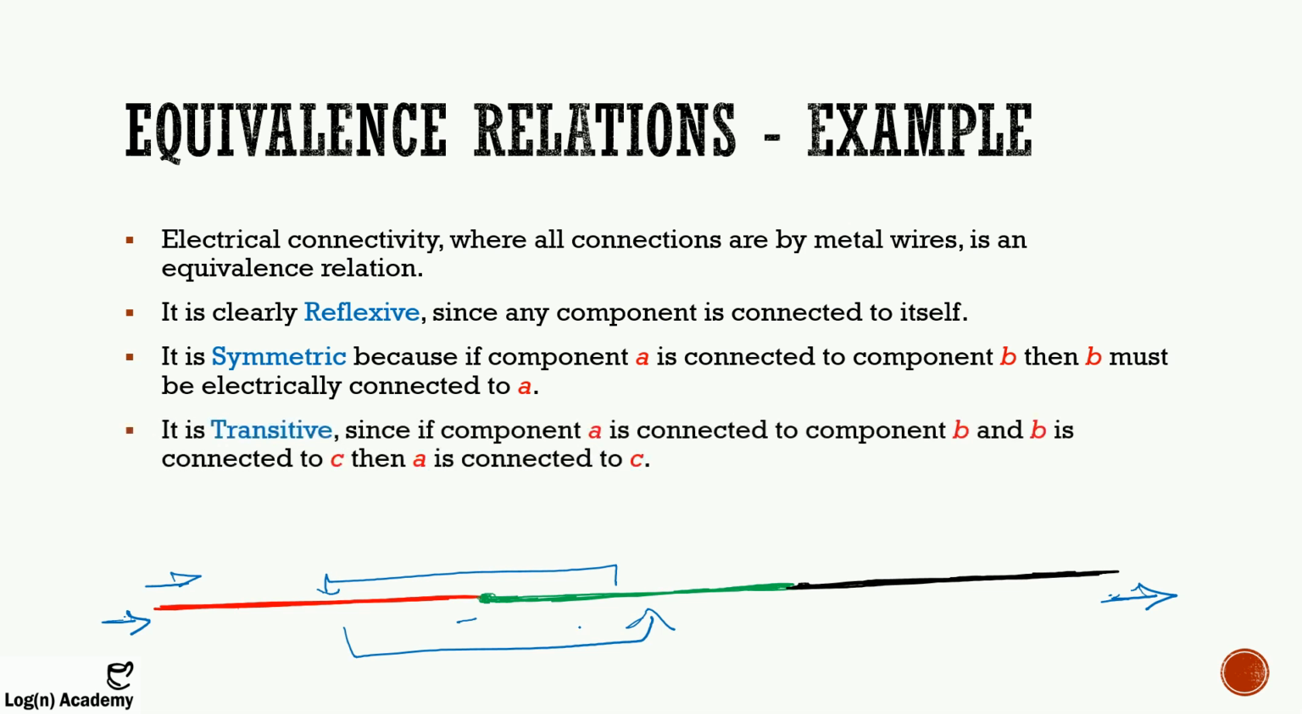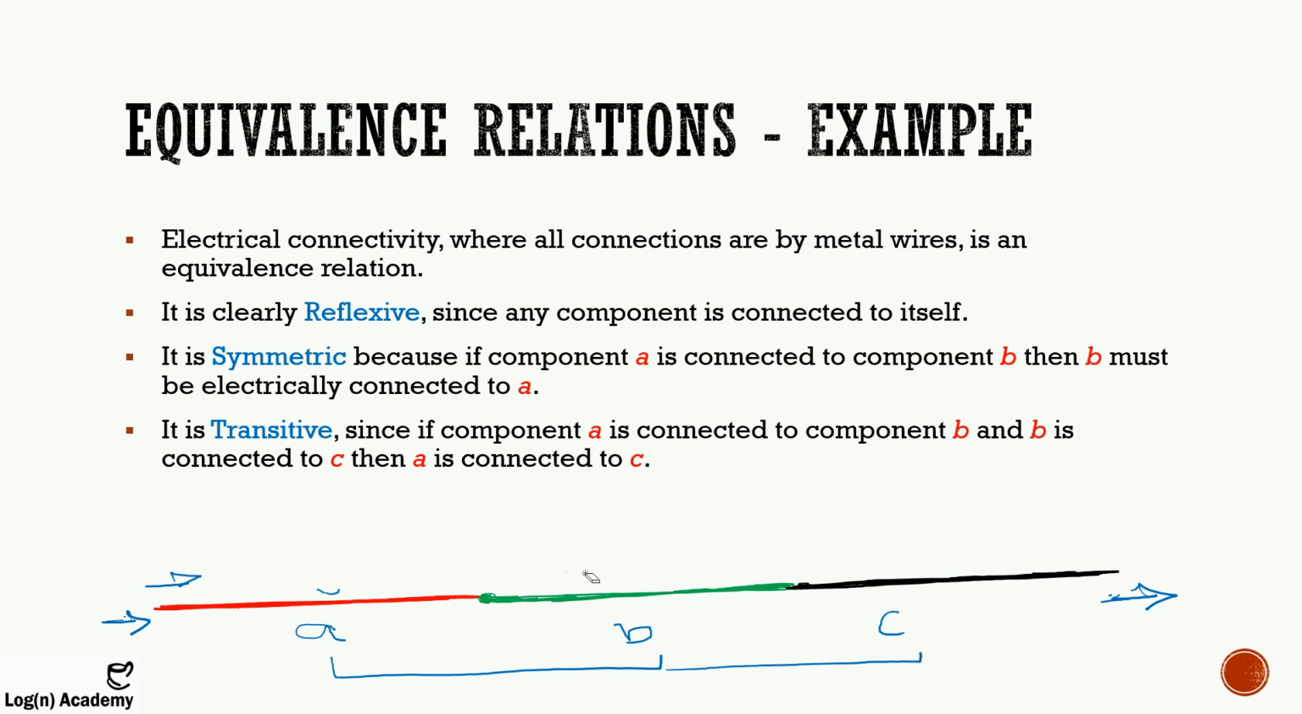The third point is it is transitive since if component A is connected to component B and B is connected to C, then A is connected to C. So we can also label these wires as A, B, and C. So A is connected to B and B is connected to C. So we can say that this C is also connected to A, right? And this is true.